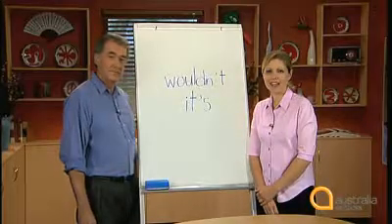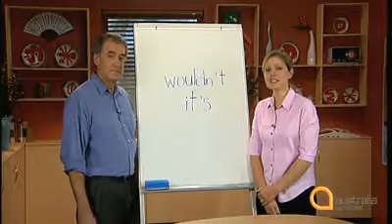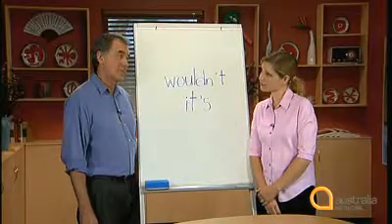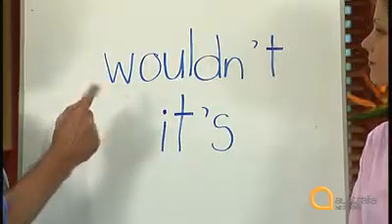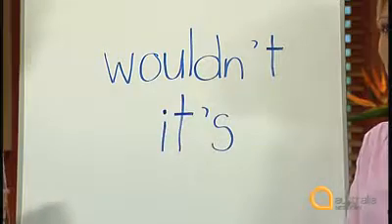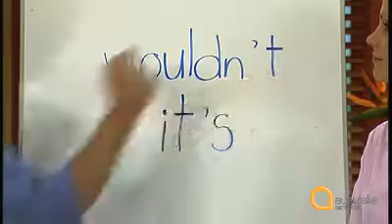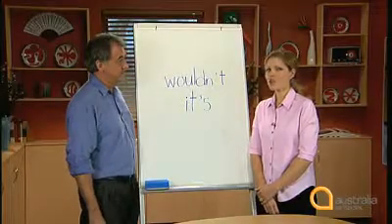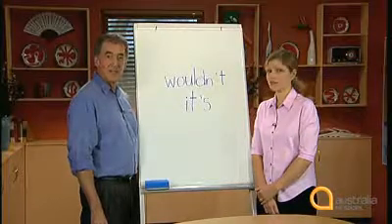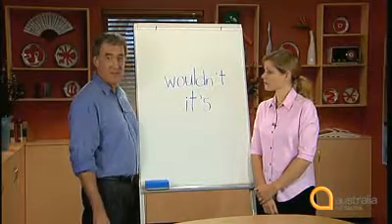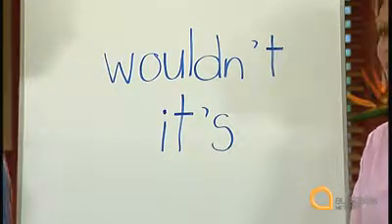The two contractions are wouldn't and it's. What's the missing sound in wouldn't? The missing sound is O. Would not, wouldn't. So the apostrophe goes between the N and the T. What is it's short for? It's is the contraction of it is. So the apostrophe comes between the T and the S.